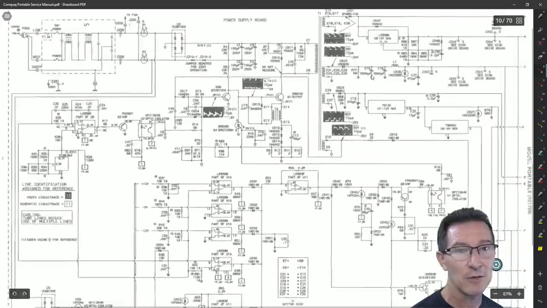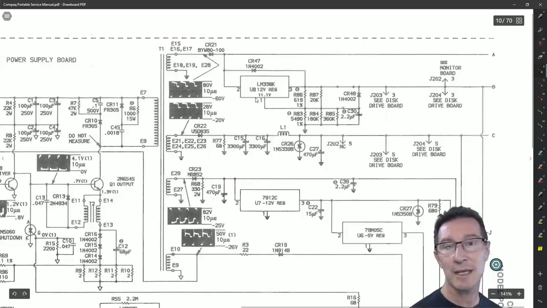In fact, let's go into this. If we zoom in here, we've got our 12 volt regulator, no worries. But these are the two diodes that we were measuring here. And of course, look, here it is, 68 ohms.